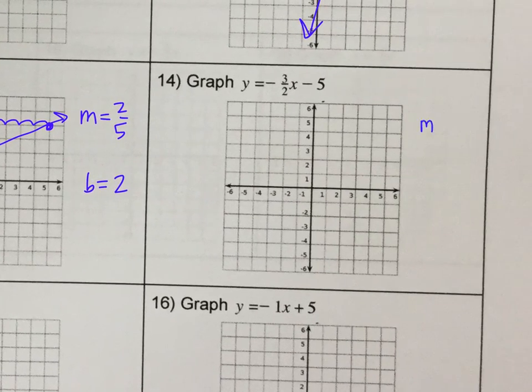This one, m is negative 3 over 2. My b is negative 5. I got that from looking at the equation. So I go down to negative 5 and start there. From there, it's a negative 3 over 2. So I'm going to go up 1, 2, 3. Then I'm going to go negative 2, 1, 2, to make sure it has that negative slope it has to have.